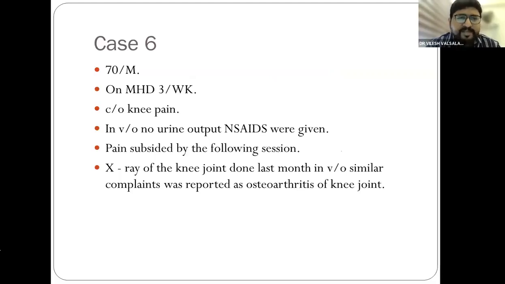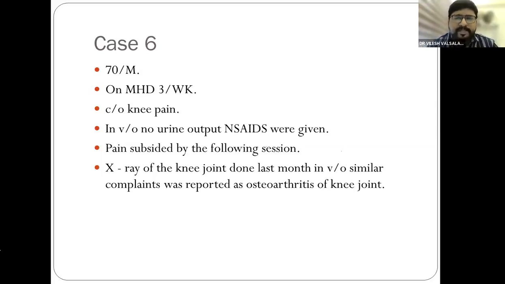Case 6, a 70-year-old male on maintenance hemodialysis 3 per week has now come with a complaint of knee pain. In view of no urine output, painkillers were given. Pain subsided by the following session, and an X-ray was advised by the orthopedic, which was done last month, and it was just reported as osteoarthritis of the knee joint.